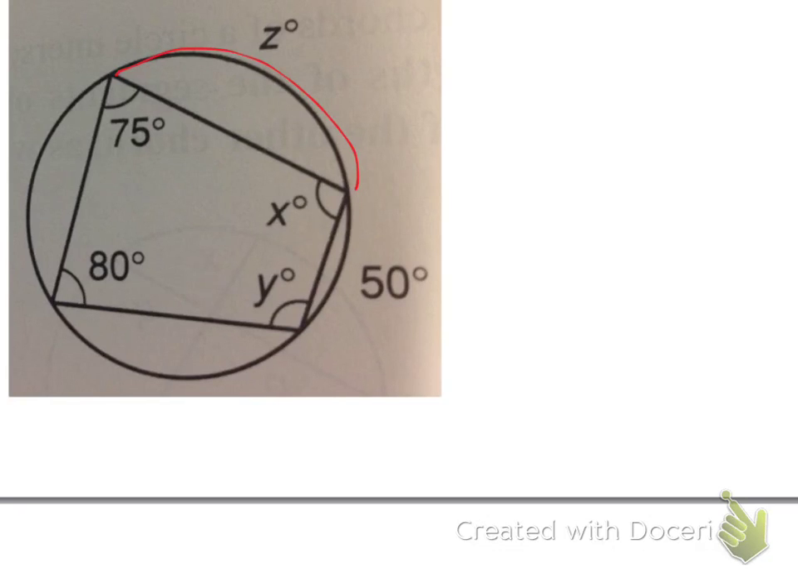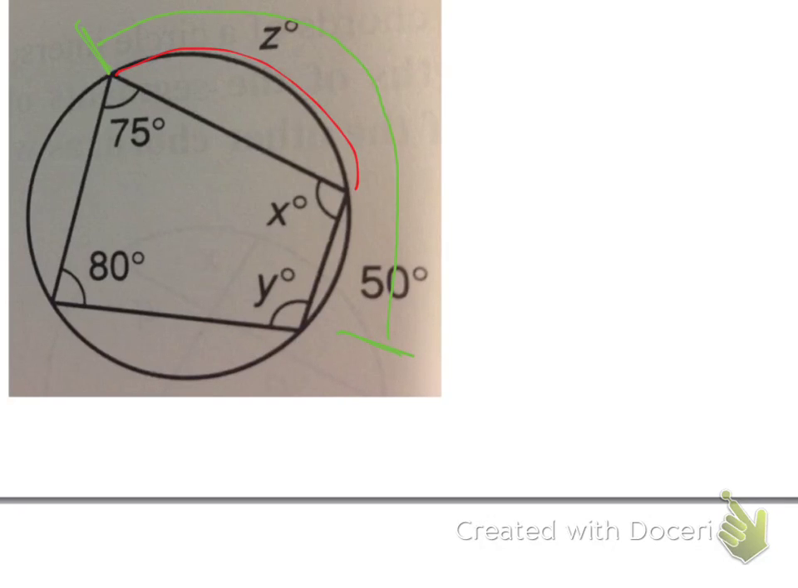Now, here's the cool thing. We know that 75 degrees and 80 degrees are inscribed angles. I know this because they are touching the outside of the circle. So this angle of 80 is an inscribed angle from here all the way over to here. So guess what? This angle is how big?